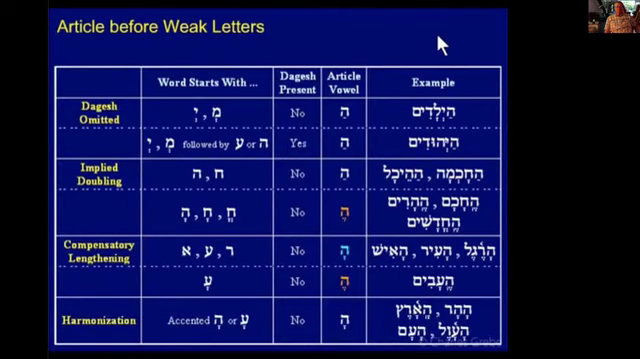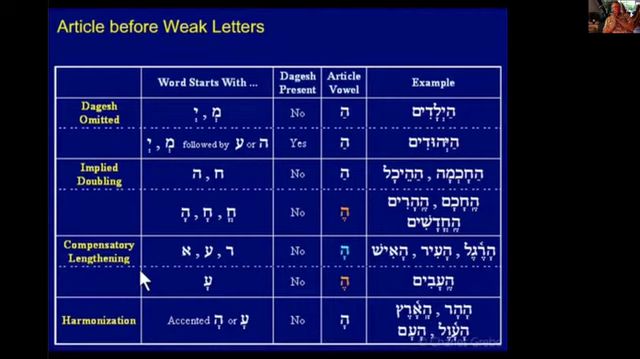Now, let me talk you through this. Note first of all how this chart works. On the left here we have the four types of things that happen. In some cases the dagesh will simply be omitted. In other cases we'll have what we call implied doubling or virtual doubling. In other words, we don't see any doubling, but we're going to pretend it's happening for a reason. Another is compensatory lengthening. This is where the vowel that precedes the guttural lengthens to compensate for the fact we don't have doubling. We've seen this before.